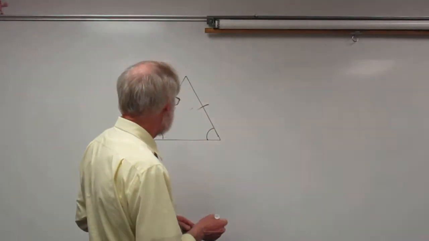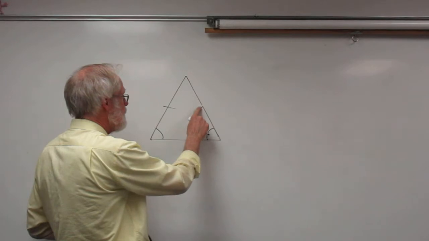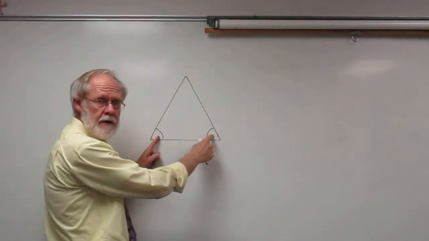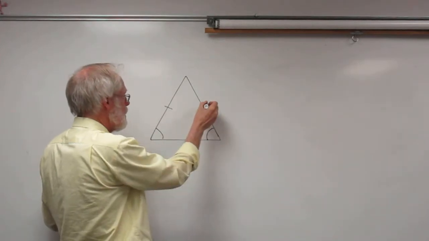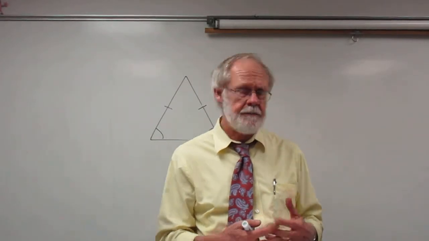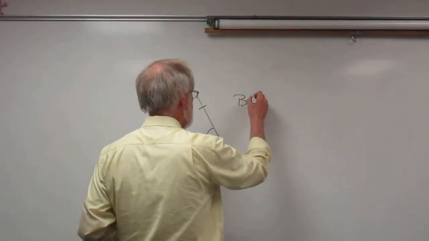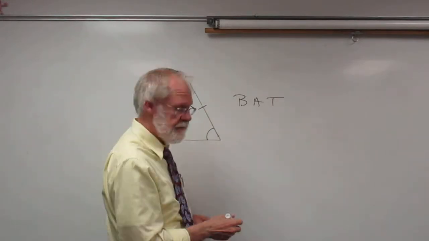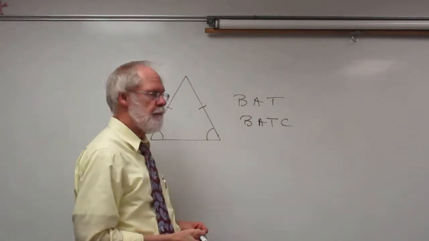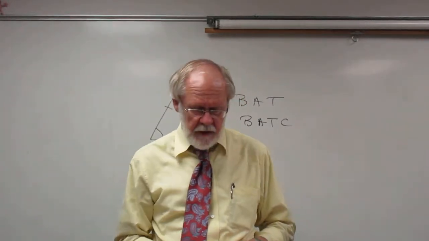The converse of the base angles theorem says, if you have a triangle in which two angles are congruent, then the opposite sides are going to be congruent. If two angles of a triangle are congruent, then the sides opposite them are congruent. So you have the base angles theorem, which is BAT, and you have the base angles theorem converse, which is BAT with a C. Very useful.